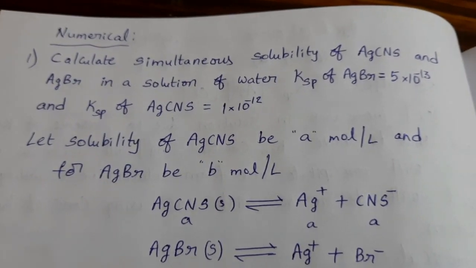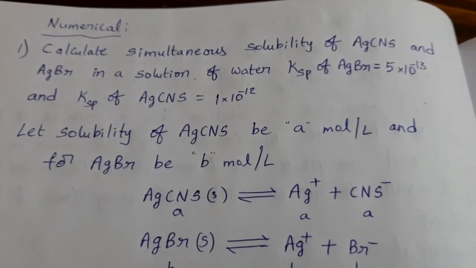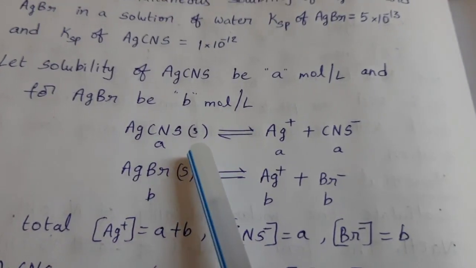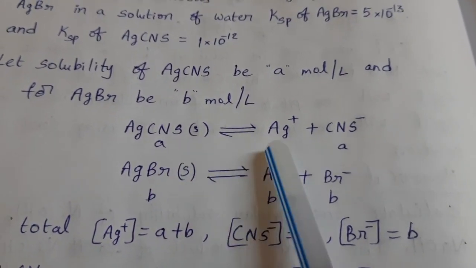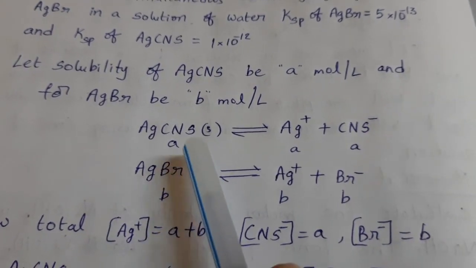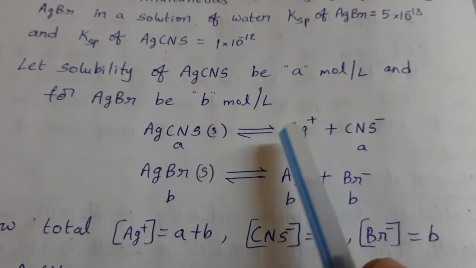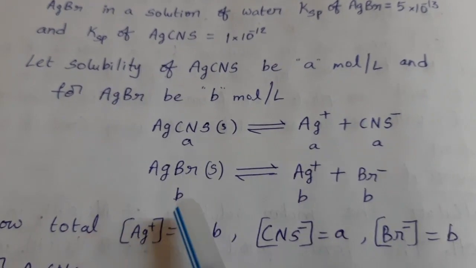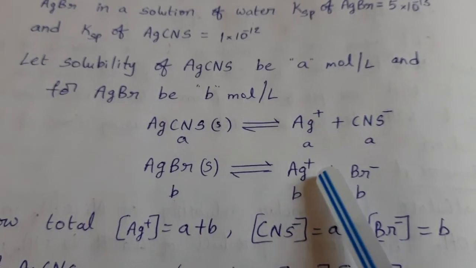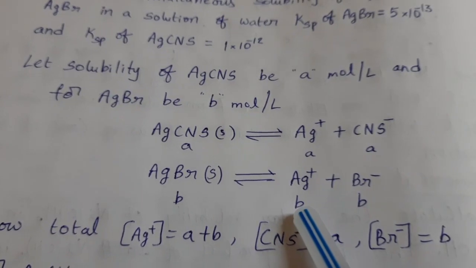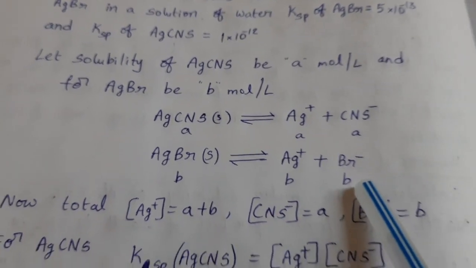See this, let the solubility of AgCNS be A moles per liter, and for AgBr B moles per liter. Now see the equilibria reactions. AgCNS gives rise to Ag plus and CNS minus, for this A moles per liter solubility. So it is also 1 mole, meaning the same A moles per liter, and this one also A moles per liter. AgBr gives rise to Ag plus and Br minus. For this solubility B moles per liter, for this also B moles per liter, and this one also B moles per liter.